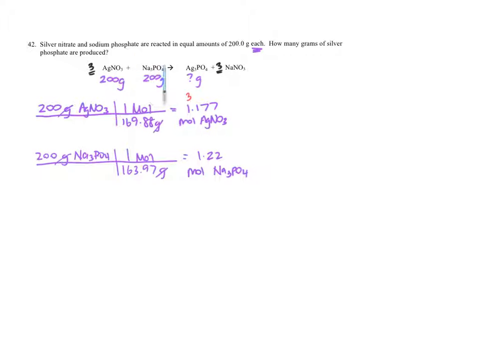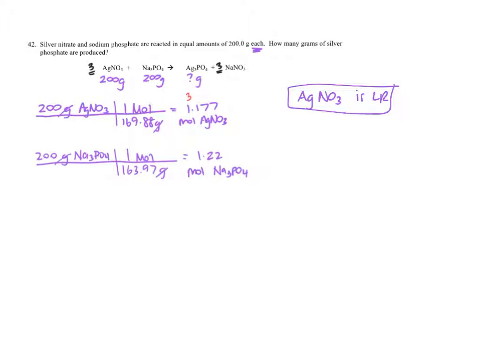So again, if I have 1 mole of this, I need 3 times as much AgNO3. I have around 1 mole here. I need probably around 3 moles. I don't have anything close to that. So that means I know that the AgNO3 is the limiting reactant.